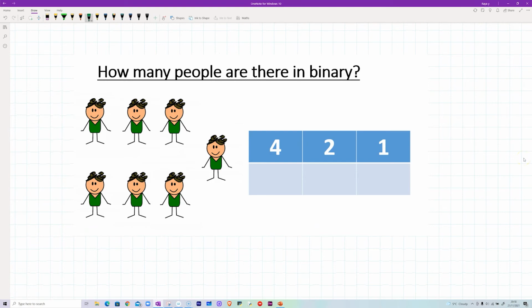Okay, now we have people. How many people are there in binary? Well, how many are there in decimals? 1, 2, 3, 4, 5, 6, 7 in decimals. Now, let's see how many there are in binary, guys. 30 seconds again.